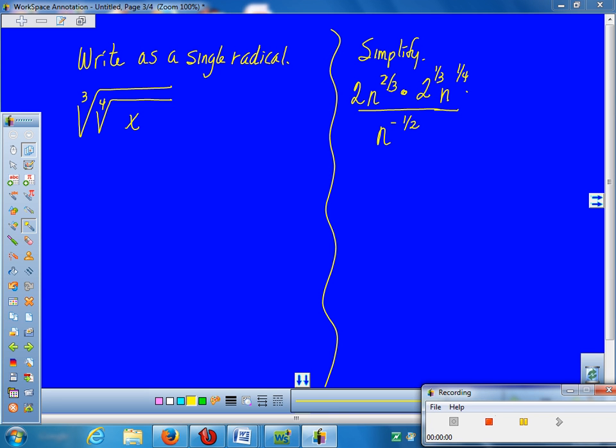The first one here wants you to write that as a single radical. So you can't have two different radical signs. You have to combine down to one root. Okay, anybody want to take a guess at what you do when you have a cube root of a fourth root?